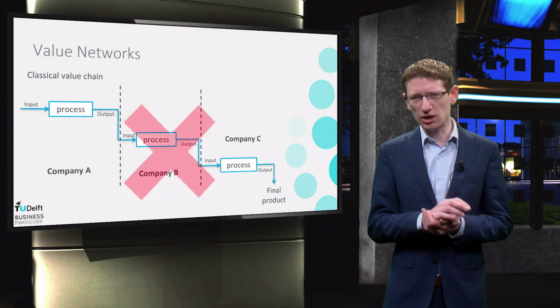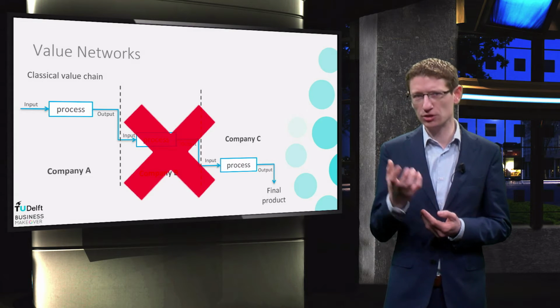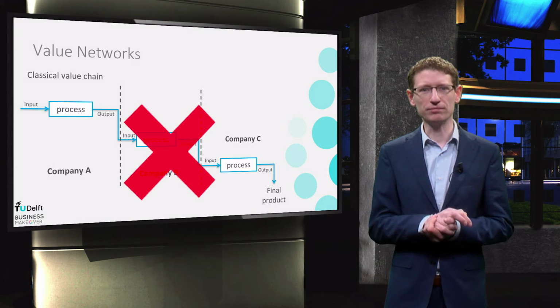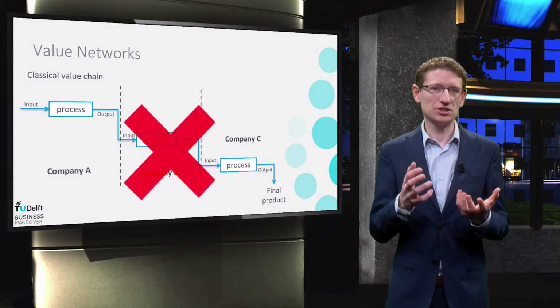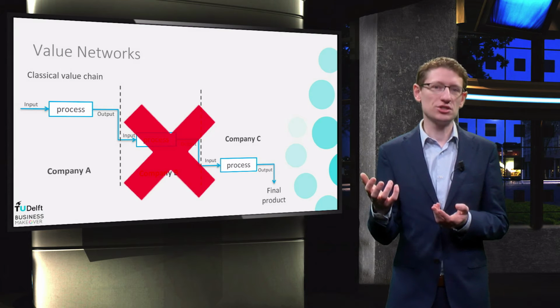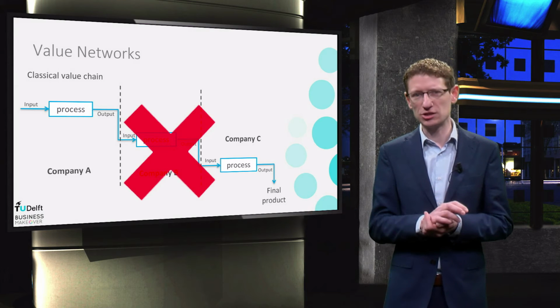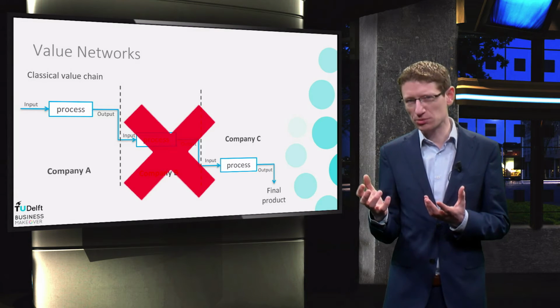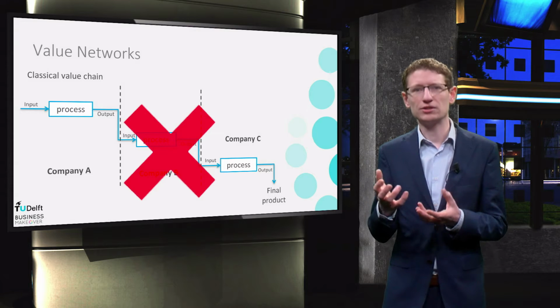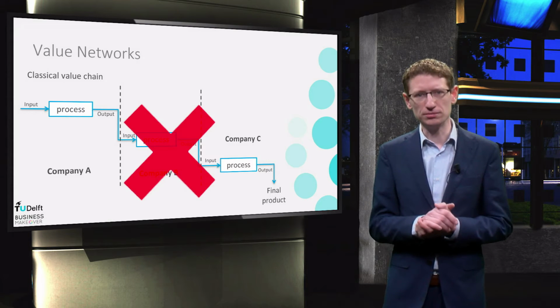Because of digital technologies, most companies today don't work in a value chain anymore. Companies share data on digital platforms, industries are not as clearly separated as before. It's not clear sometimes who is going to take which role in the business model.